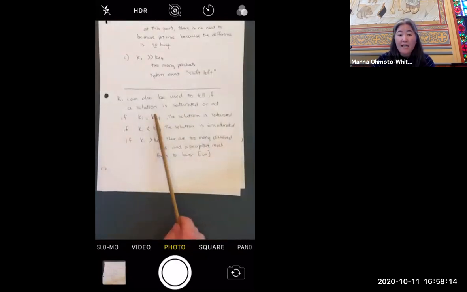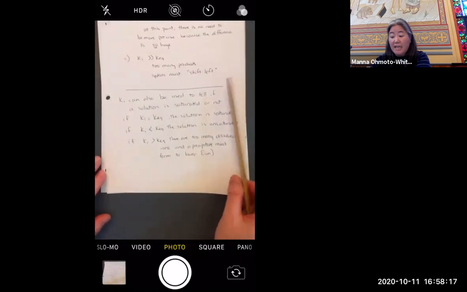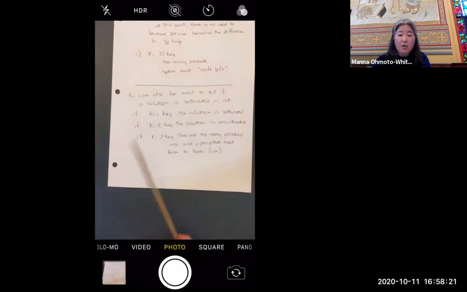The Ki can also be used to tell if your solution is saturated or not, right? So if my Ki is equal to my Keq, my solution's saturated. I can't get any more to dissolve. If it's less than my Keq, that means it's unsaturated. I can dissolve more of my substance. And if it's greater than that, then there's too many dissolved particles and a precipitate will form.